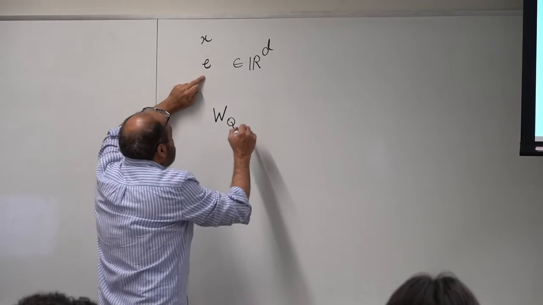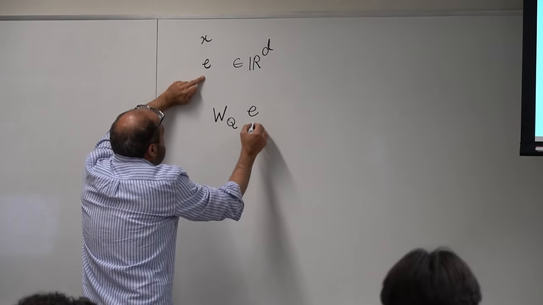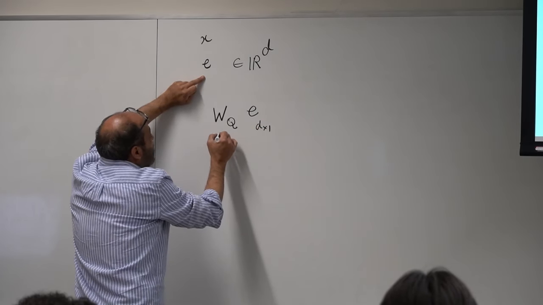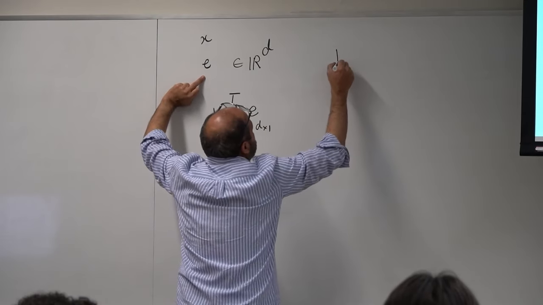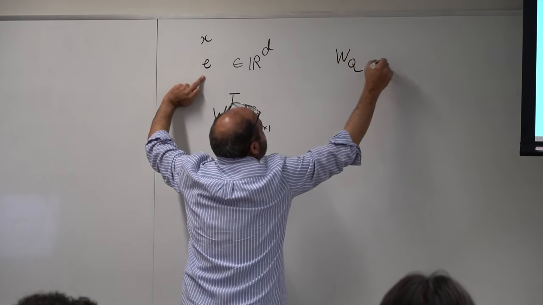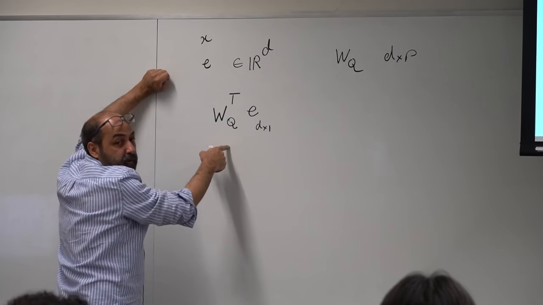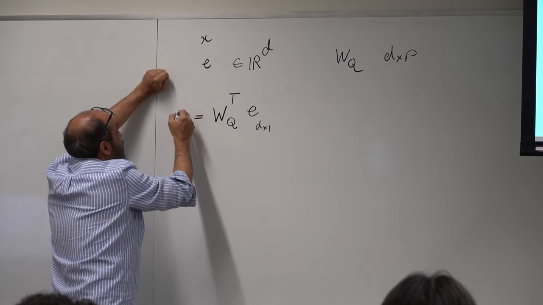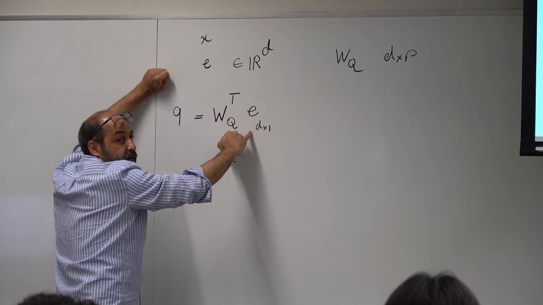So this is d by 1. This should be p by d. So W_Q is d by p. So W_Q transpose is p by d, right? And this is going to make a query vector corresponding to this.